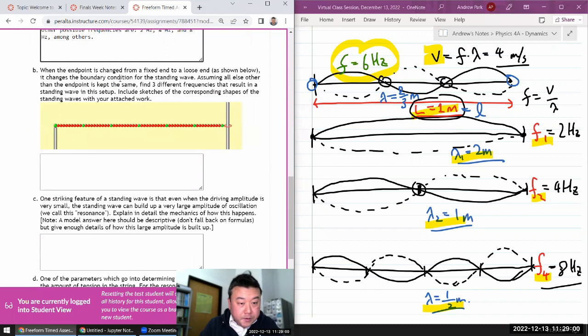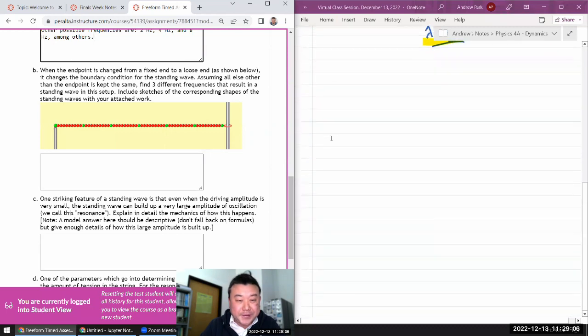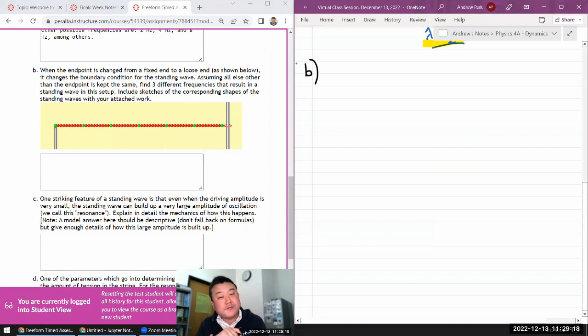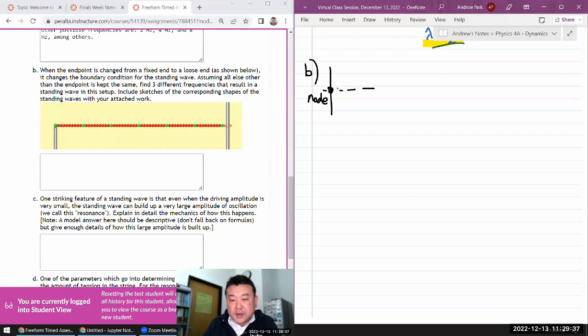Okay, so when the end point is changed from fixed to loose end, it changes the boundary condition, right? So this is mostly a memory question. If you remember the things you did for our standing waves lab, this should be super easy, in the sense that, from the pre-lab, you remember that this is the kind of setup that results in a node at this end that hasn't changed, and at the other end, where it's a frictionless ring, it becomes an antinode.